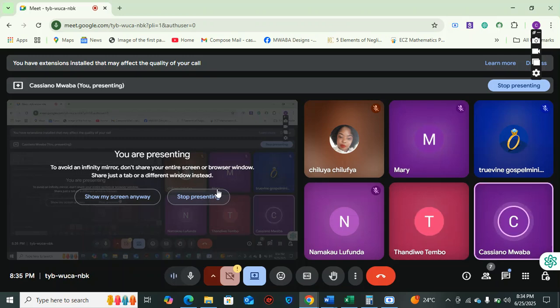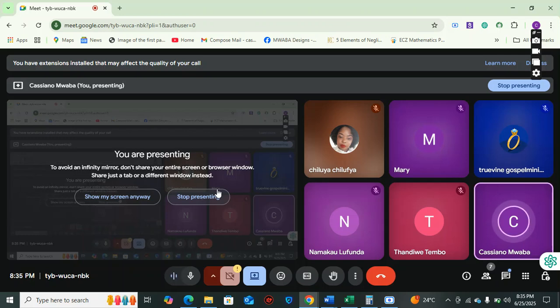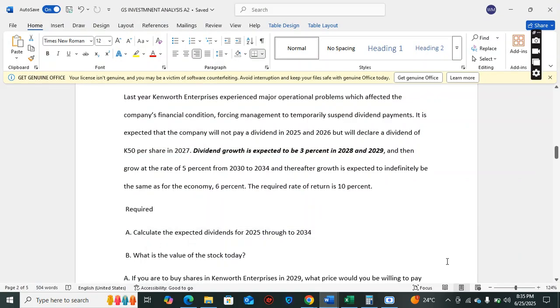Yes, it's the present value of all the future dividends. So all the dividends that will be paid in the future, you turn them into today's value. That is the value of the stock. So in this question, we are going to have to get the present value for all those expected dividends. We'll find the present value of all of them.